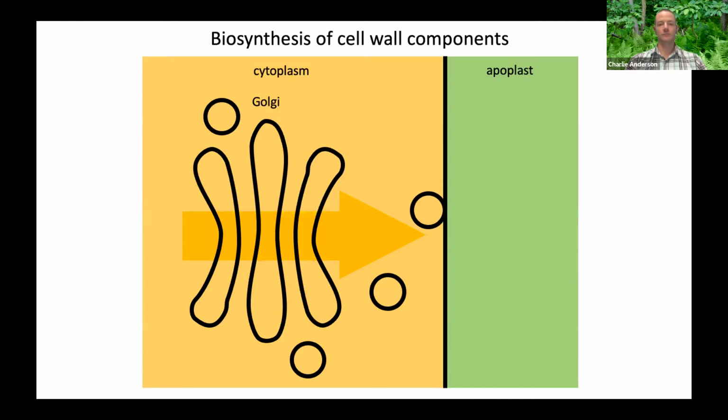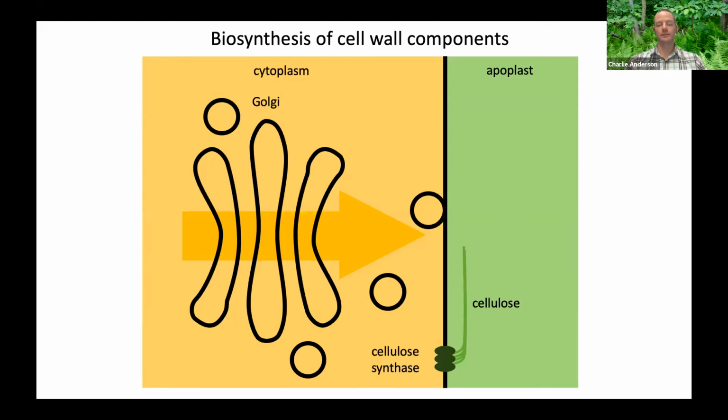One place that synthesizes a lot of the components of the cell wall is called the Golgi. And in plant cells, the Golgi are mobile and move around in a process called cytoplasmic streaming. And these Golgi produce components of the cell wall directly, but they also produce some of the proteins that make cell wall components.